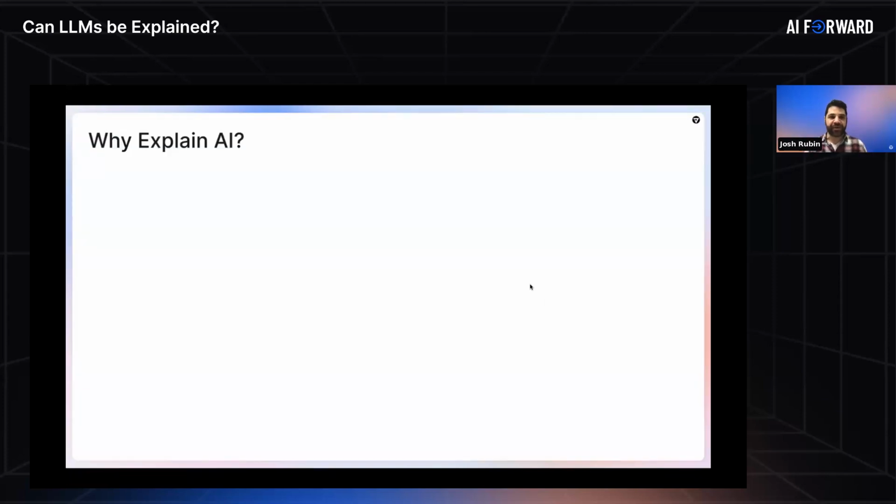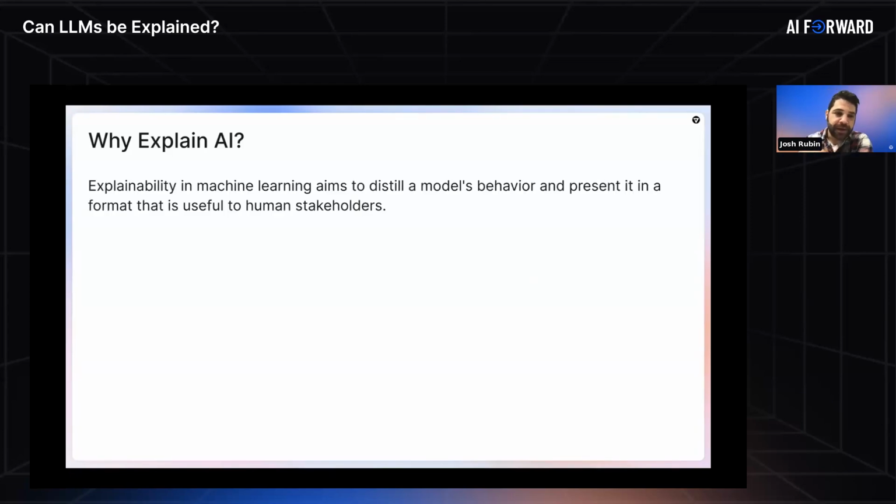Cool. So let's just start with why explain AI? Like, what's the point of explainability at all? Explainability in machine learning aims to distill a model's behavior and present it in a format that's useful to human stakeholders. So it's some combination of a human plausible thing with a technically precise thing, right? And it has to be useful.